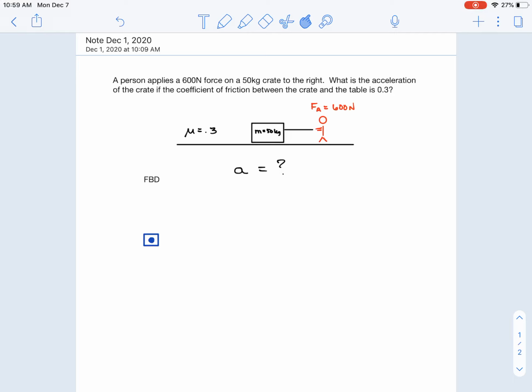So I have a problem here. A person applies a 600 Newton force on a 50 kilogram crate, and the force is applied to the right as shown in the picture. Question is, what's the acceleration of the crate if the coefficient of friction between the crate and the table is 0.3? All right, FBD we always want to draw first.